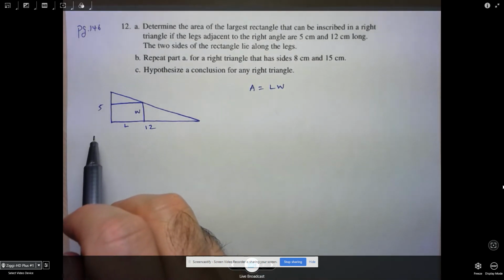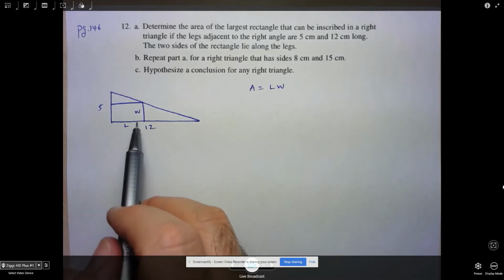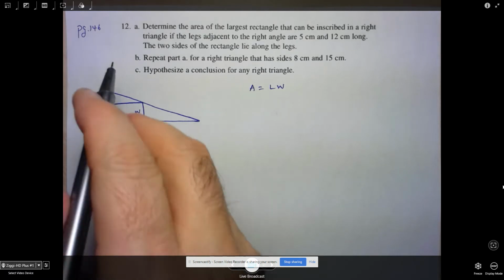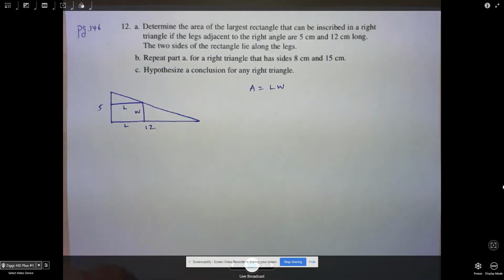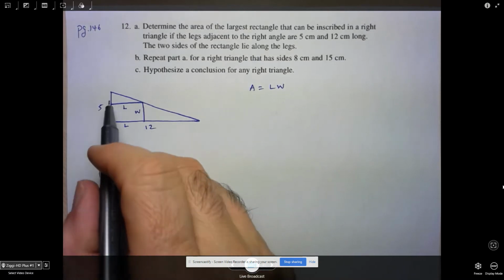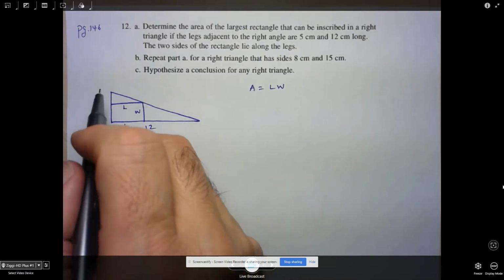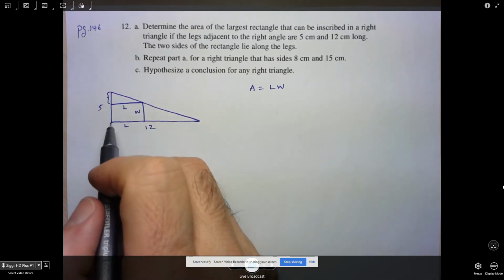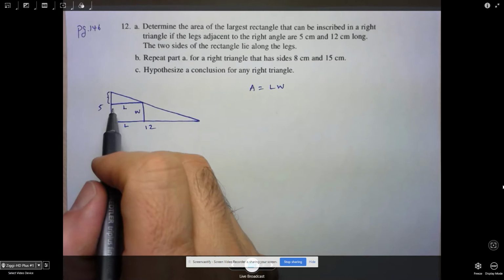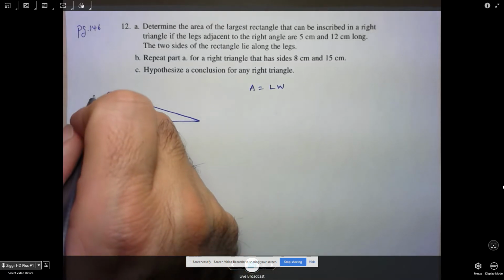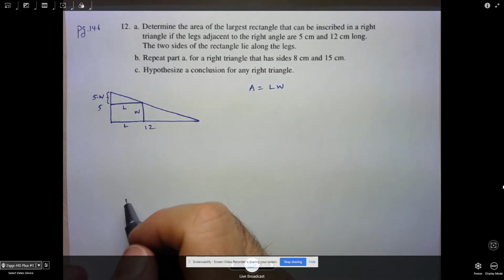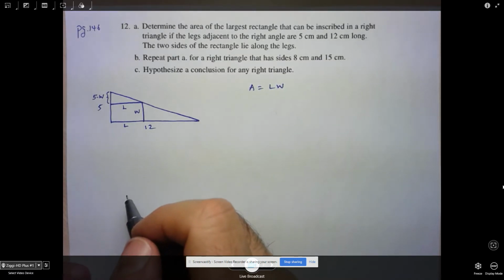I've got this side length of 12, which is going to correspond to this side length here, which I already know is L. I need something that's going to correspond with this side length of 5, and it's going to be this little portion here. If the whole thing is 5 and this portion is W, this can be written as 5 minus W. This is what I'm going to use to set up my proportion.